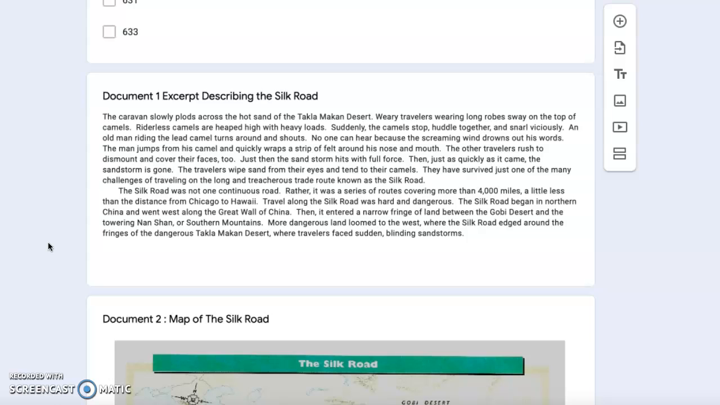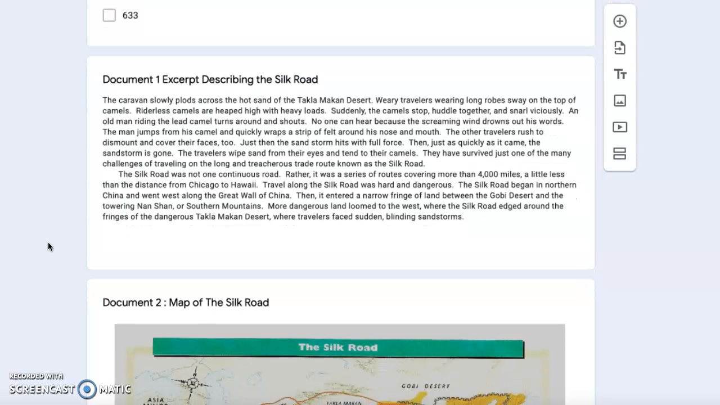Document 1. Excerpt describing the Silk Road. The caravan slowly plods across the hot sand of the Taklamakan Desert. Weary travelers wearing long robes sway on the top of camels. Riderless camels are heaped high with heavy loads. Suddenly, the camels stop, huddle together, and snarl viciously. An old man riding the lead camel turns around and shouts. No one can hear because the screaming winds drown out his words.